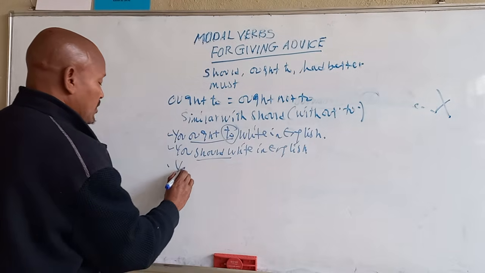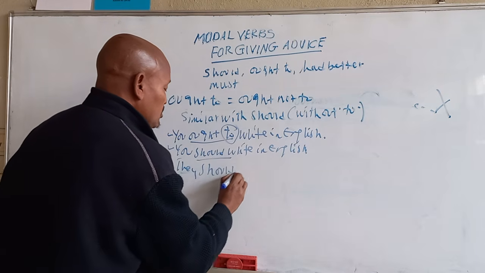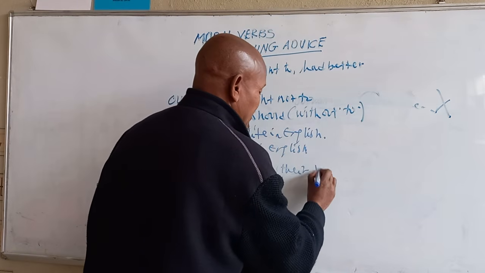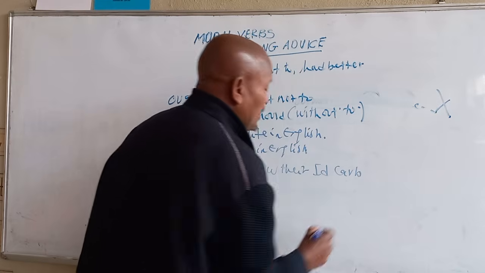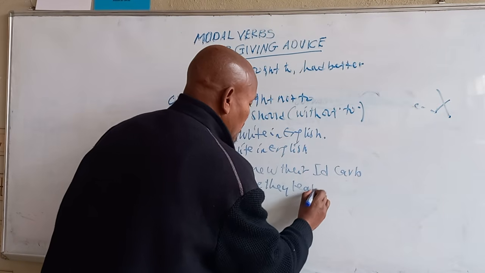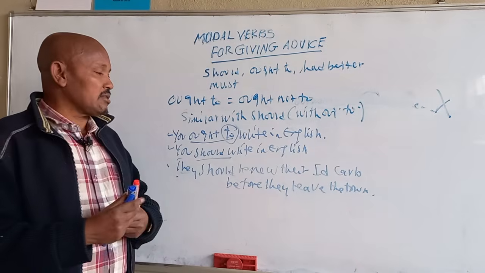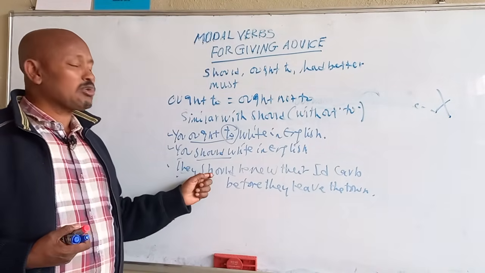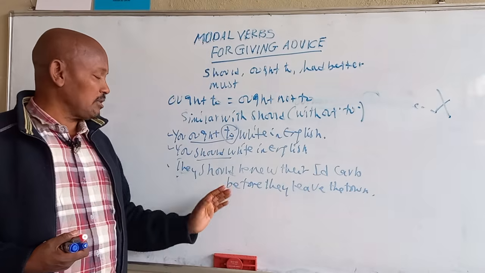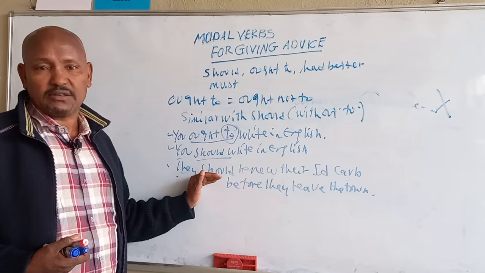And the other example, look here. They should renew their ID card before they leave the town, or they ought to renew their ID card before they leave the town. Should plus verb one is possible, which means it is good for them to renew their ID card.